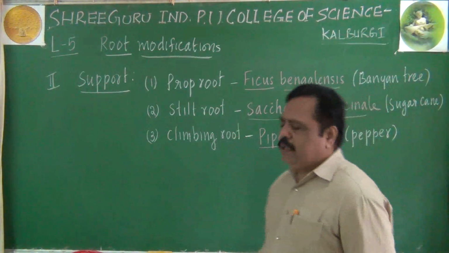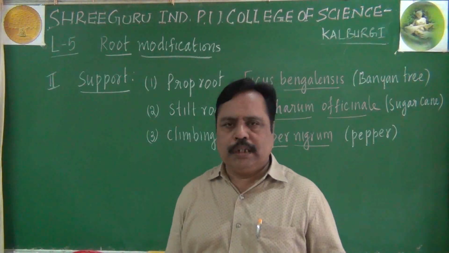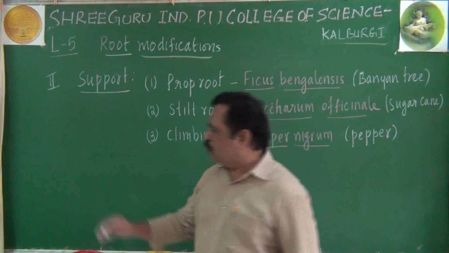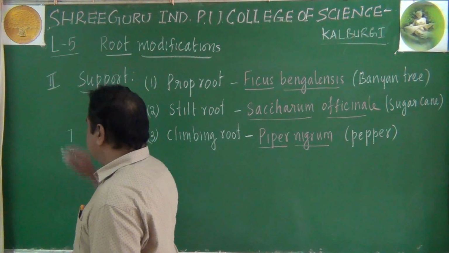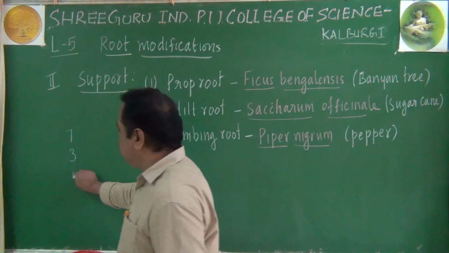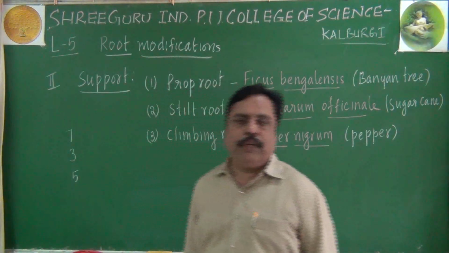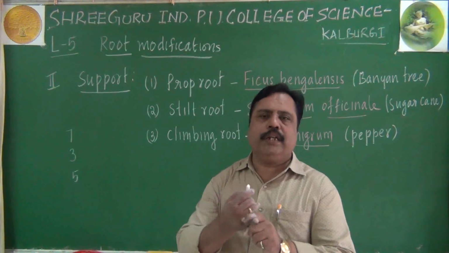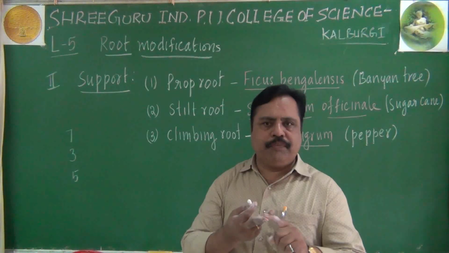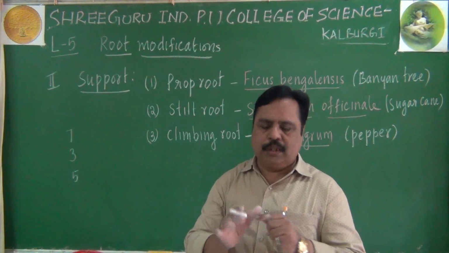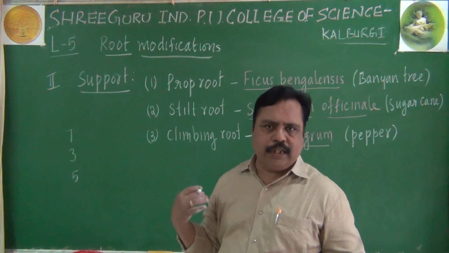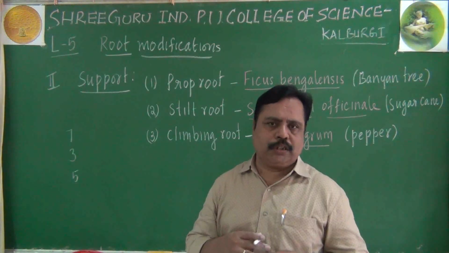Okay, these are 3 types of supporting root. 7 types for storage, 3 types for support. So 7 plus 3. In addition to that, just now I told you 5 types of physiological modification also. What are they? Assimilatory root, floating root, epiphytic root, parasitic root, respiratory root. Is it or not? All the 5 types I just listed and gave you examples also.